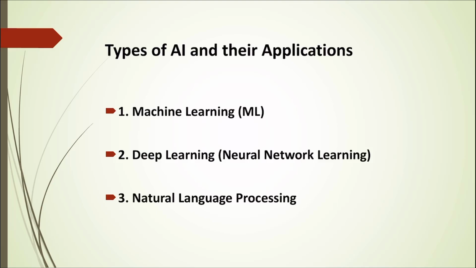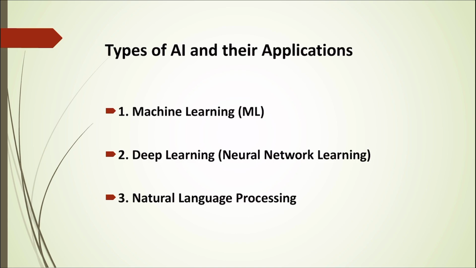So this demonstration is part of the first module, named Foundational Understanding of Mathematics in AI. In this demonstration, we are going to discuss three types of artificial intelligence and their applications. These three types are machine learning, deep learning or neural network learning, and the third one is natural language processing.